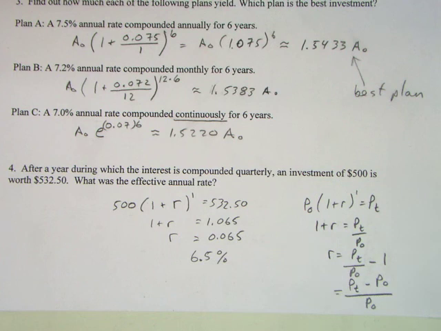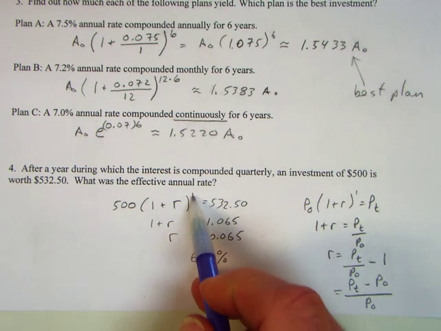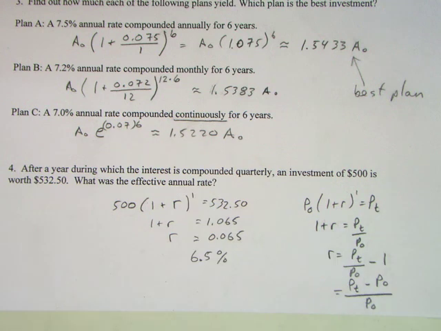Now the only difference, what if it was over multiple years? Then we would have an exponent here. And that's it for these notes.